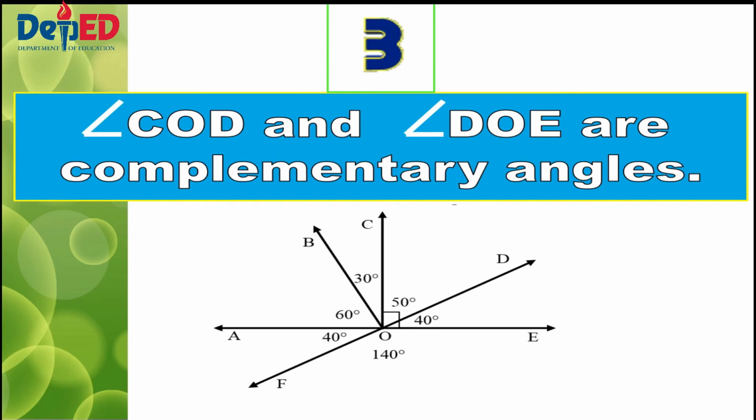Let us go to the third statement. Angle COD and angle DOE are complementary angles. Is it true or false? Exactly, the answer is true. Angle COD and angle DOE are complementary angles because the sum of the measures of their angles is equal to 90 degrees. So therefore, they are complementary angles.